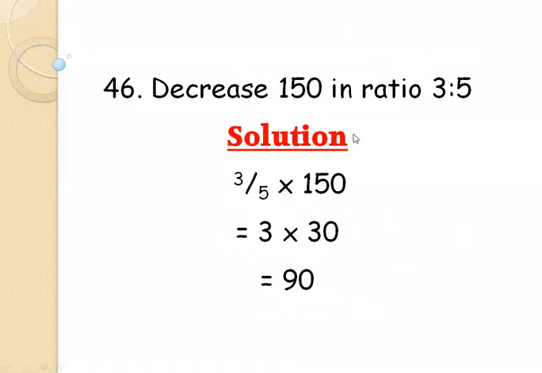46 says decrease 150 in the ratio 3 over 5. Because I'm decreasing, the smaller number will be on top. 3 over 5 times 150. But if I was to increase, it would be 5 over 3 times 150. But I'm decreasing. So 3 over 5 times 150. 5 here 1, 5 here 3, and 0. That's 30. 30 times 3 is 90. So I have decreased 150 in the ratio 3 over 5.